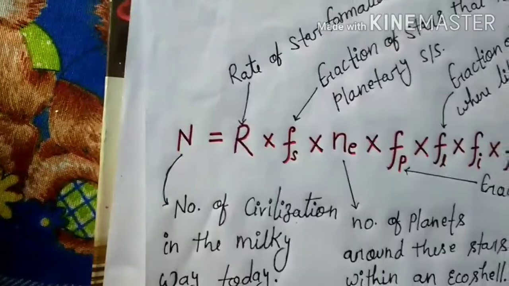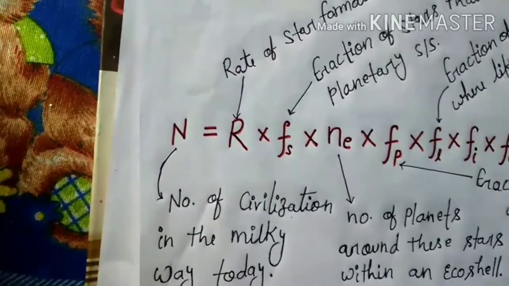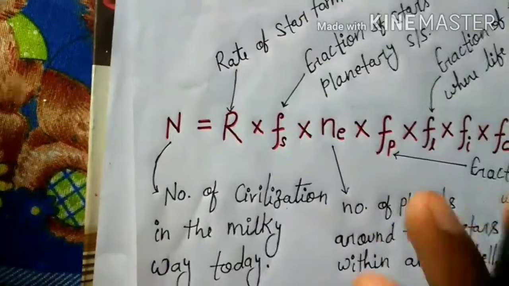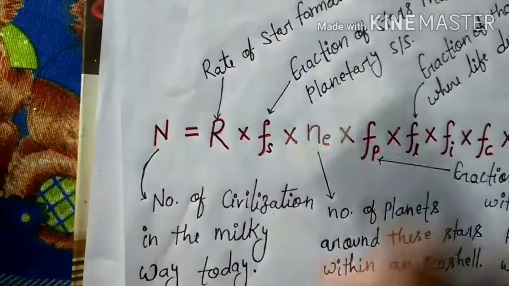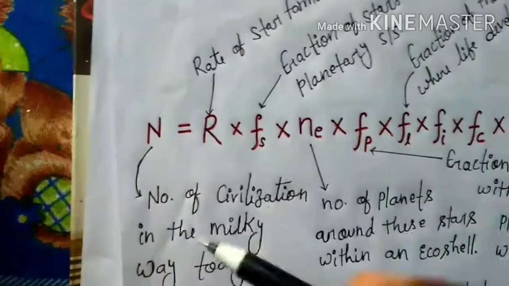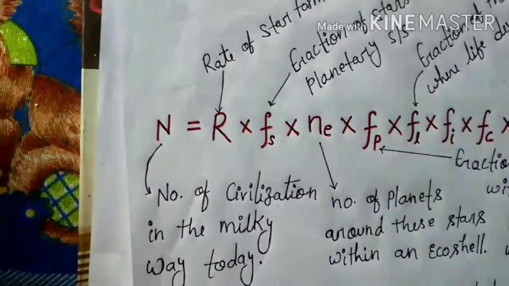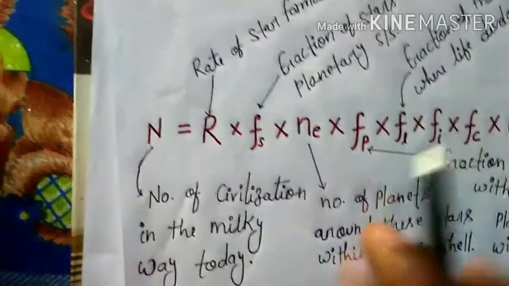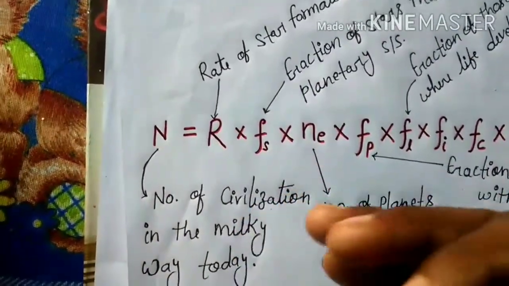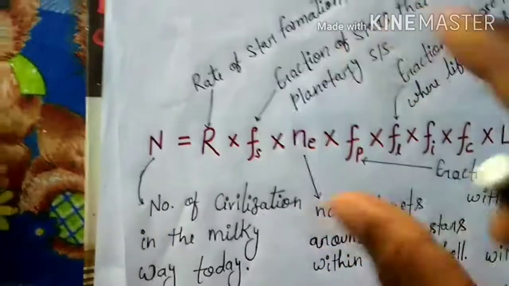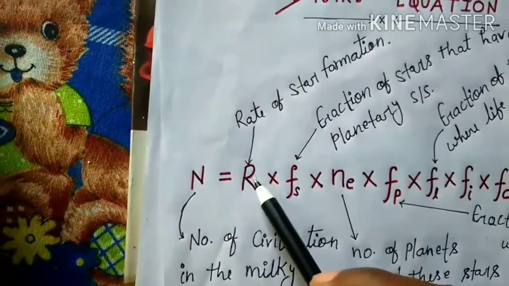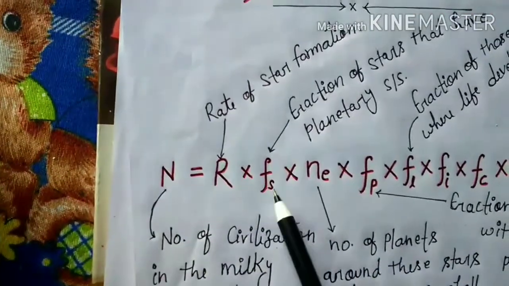R shows the rate of formation. Astrophysicists have determined that in the Milky Way about 3 solar masses form into stars every year. A solar mass is equal to the mass of the Sun, and we put the value 3 because 3 stars like the Sun are made every year. So we remove R and put 3 here.